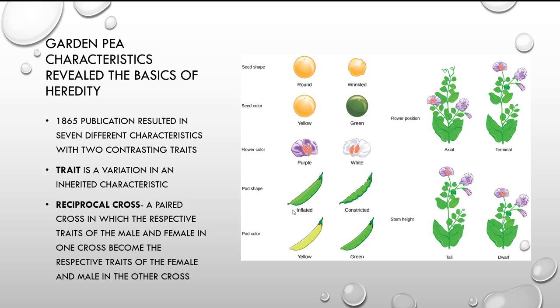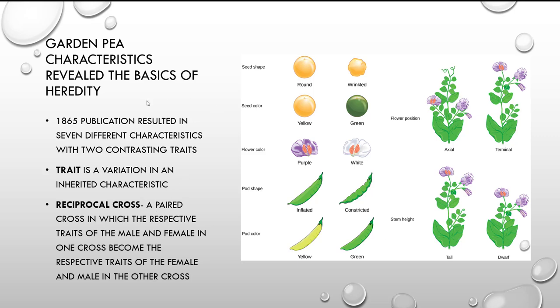They'll be identical. So it doesn't have anything to do with the gender. It's the same either way. So that's called a reciprocal cross. So it's not what we call sex-linked, I guess we can say. It's found on the other chromosomes, all right?